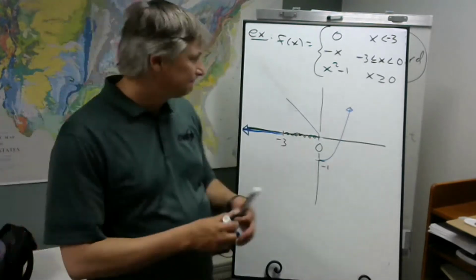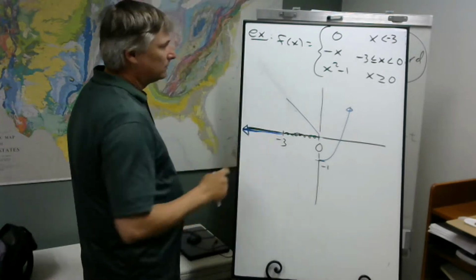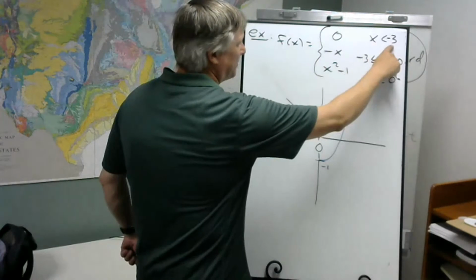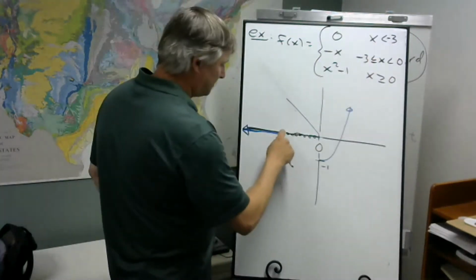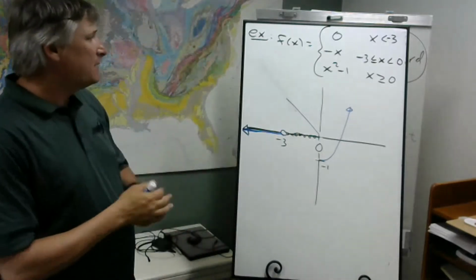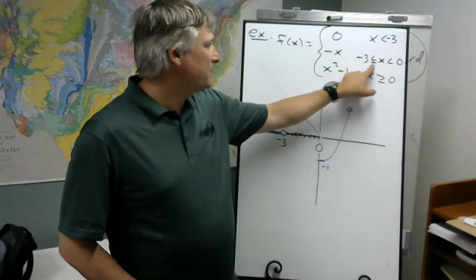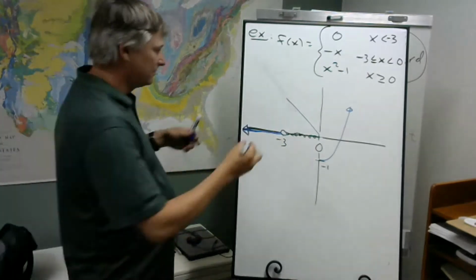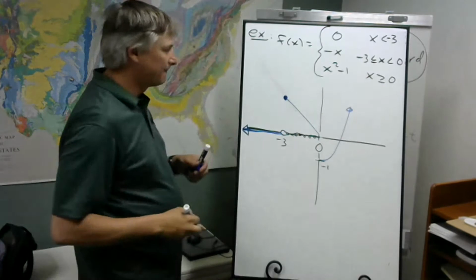Now, what about endpoints? Well, for f of x being equal to 0, this is only for x less than -3, but it doesn't get to equal -3. That means there's a hole. It's a hole. And then for this one, we can input x being -3. So this value will be a part of this piece.